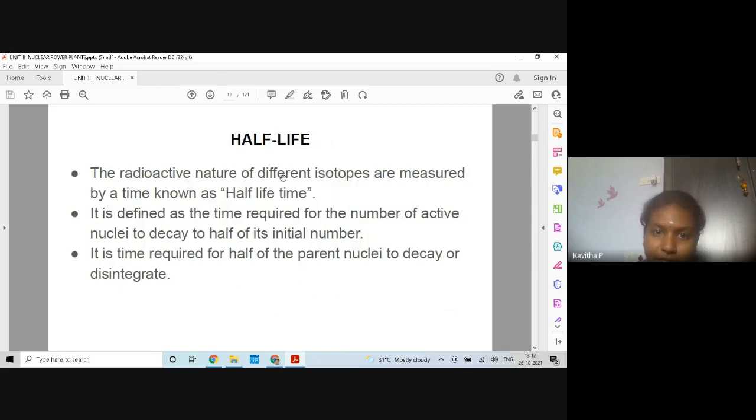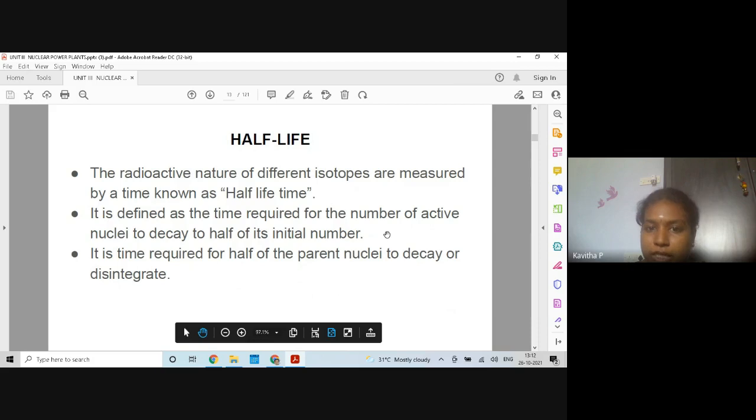And the radioactive nature of the isotopes is measured in terms of half-life time, which is the time required for the number of active nuclei to decay to half of its initial number. So the radioactive nature of the isotopes is measured in terms of half-life time.